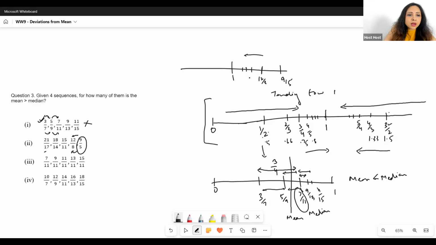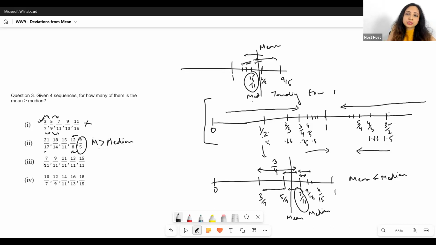So now again, my 15 by 11 is my median. We know that, but it will not be the mean. Why? Because here my deficit is so much lesser as compared to my excess. So my mean will move somewhere over here. Here will be my mean and here will be my median. So of course your mean will be greater than median.